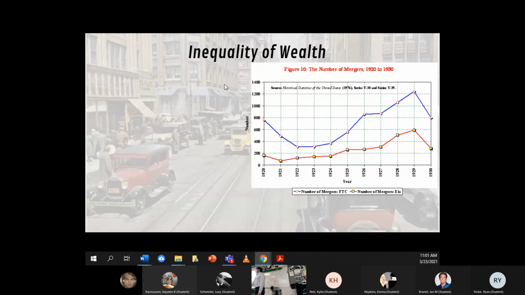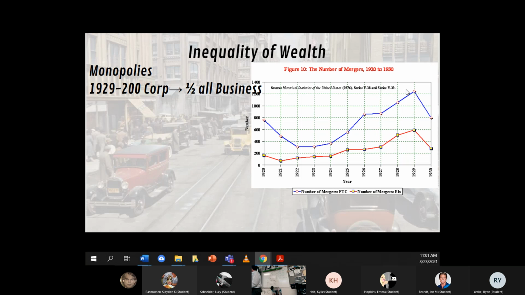And the inequality of wealth skyrocketed, partially because of the growth of monopolies. This blue line is all the mergers according to the Federal Trade Commission. And by 1929, 200 corporations had half of all business in terms of financial value. Just 200 corporations. That means we have monopolies or oligopolies taking power. And by the way, monopolies lower wages. So wealth is concentrating.